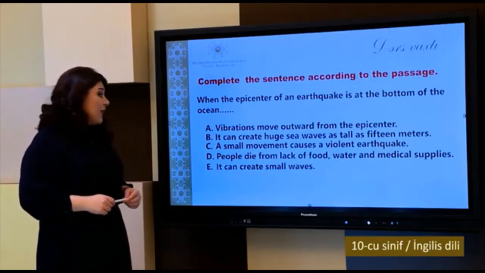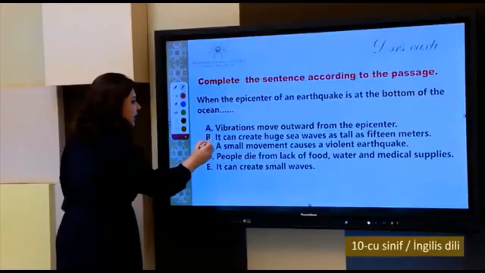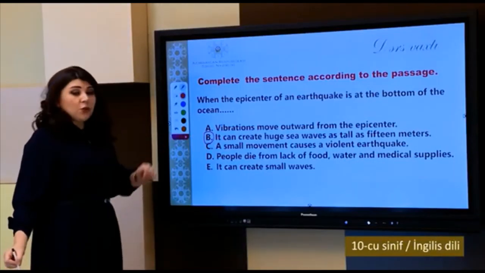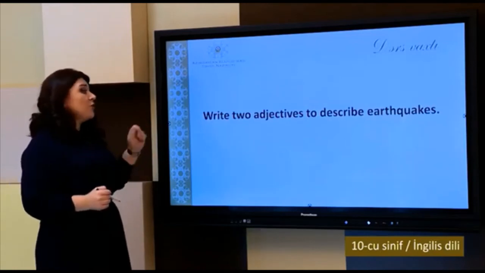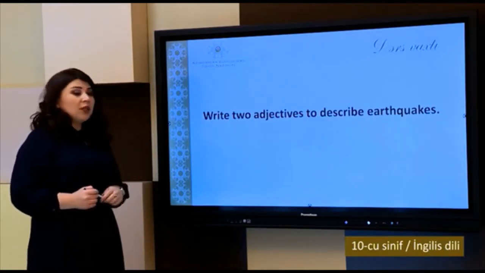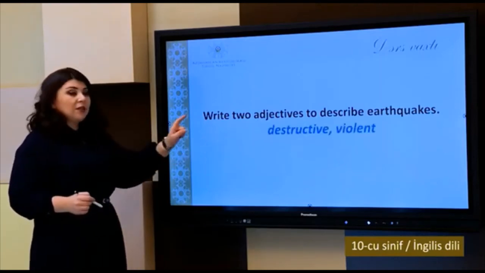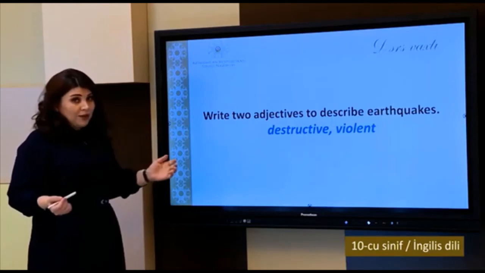So we'll choose here. Which one, dear children? How do you think? We'll choose here B. It can create huge sea waves as tall as 15 meters. And the last task, we have to write 2 adjectives to describe earthquakes. Earthquakes can be destructive and violent.